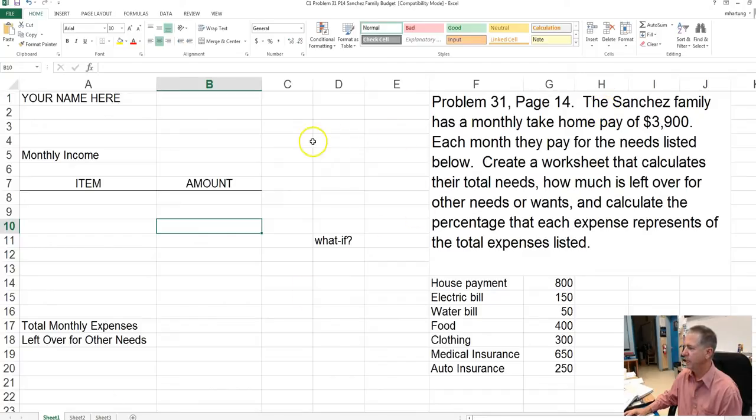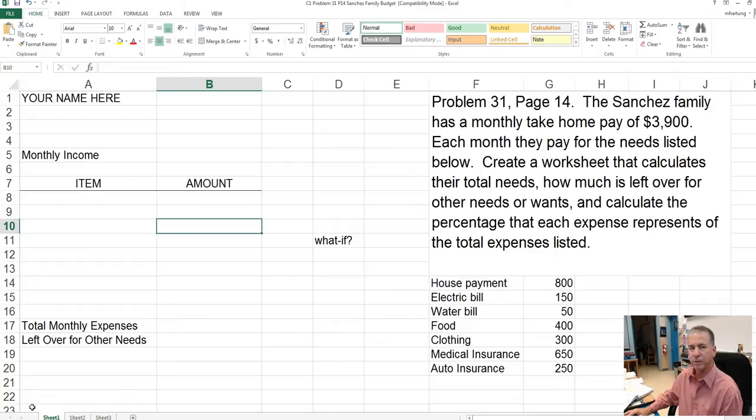The Sanchez family has a monthly take-home pay of $3,900. Each month they pay for the needs listed below. Create a worksheet that calculates their total needs, which we talked about in class the other day, and calculate how much is left over for other needs and wants. Calculate the percentage that each expense represents of the total expenses listed. And we'll also take a look at the percentage of the expenses as a percent of the monthly income.